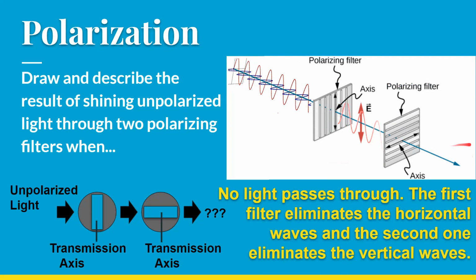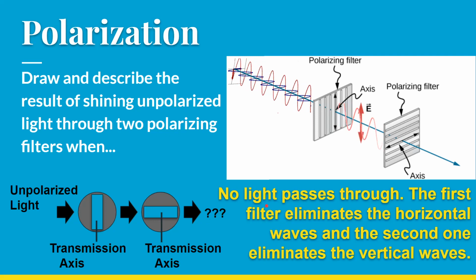Again, the types of questions you might see would be something like this. Draw and describe the result of shining unpolarized light through two polarization filters when one of them has a vertical transmission axis and one of them is horizontal. Of course, the first one that it passes through is going to block out the horizontal rays, and then the vertical rays will continue forward, but when they approach this second film, they can't go through it. So if you did this, no light would pass through, which is what was happening with those sunglasses.